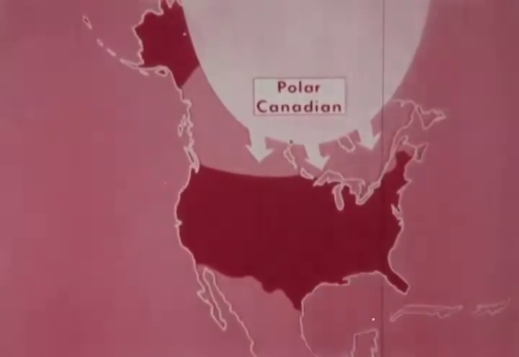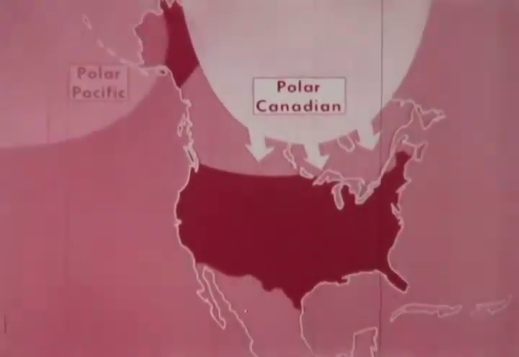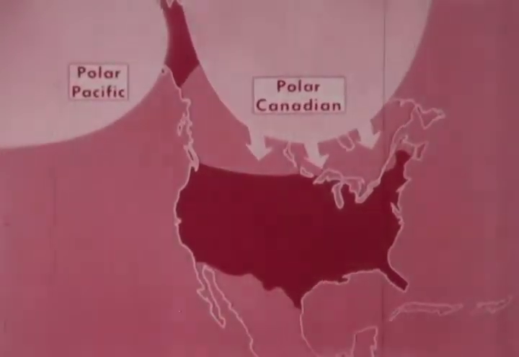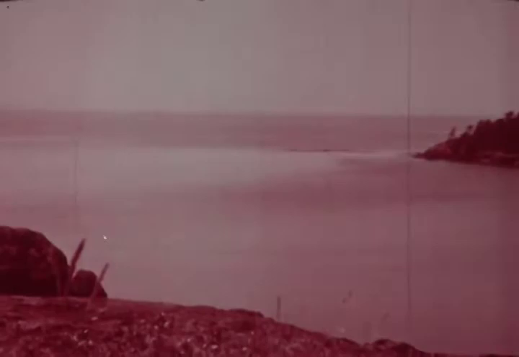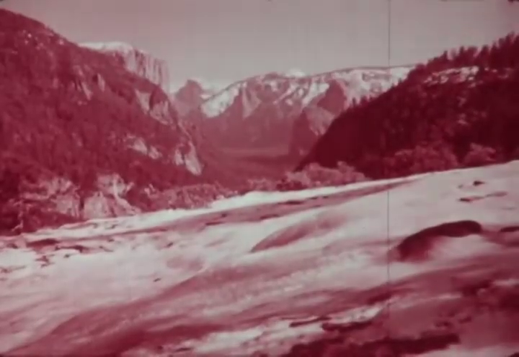While polar Canadian air masses form over land, polar Pacific air masses form over water. This air is not as cold as polar Canadian air, but cool and full of water vapor from the North Pacific Ocean. When the polar Pacific air masses reach the Pacific coast, the water vapor forms clouds that drop rain or snow on the high western mountains.